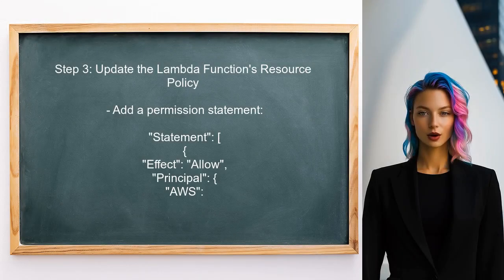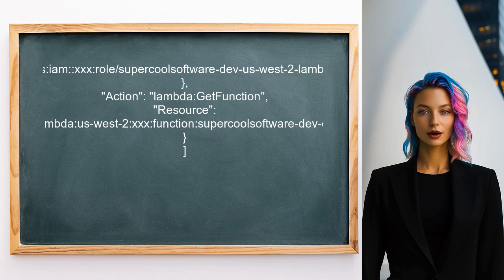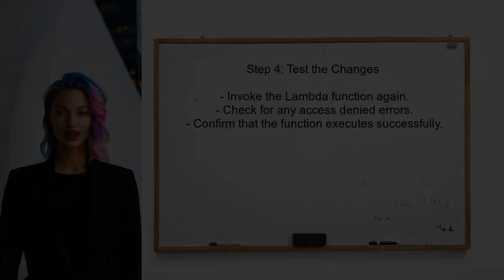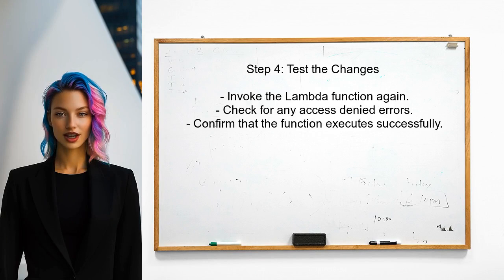Additionally, the user should ensure that the Lambda function's resource policy allows the execution role to invoke it. This can be done by adding a permission statement to the function's resource policy. Finally, the user should test the changes by invoking the Lambda function again. If the permissions are set correctly, the access denied error should no longer appear.